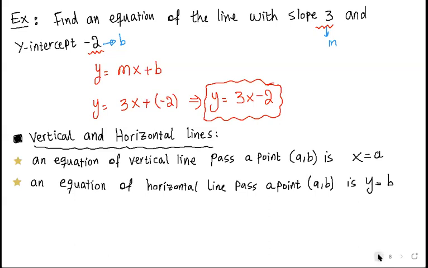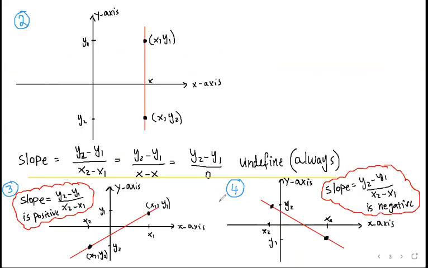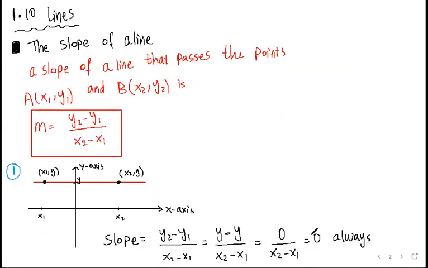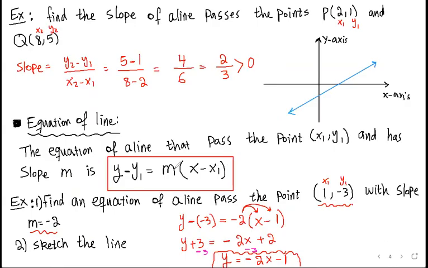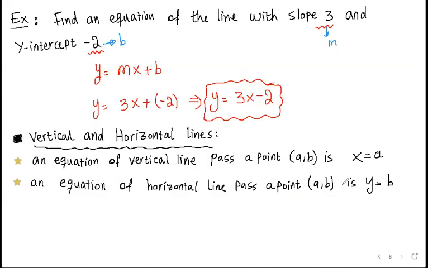Why? Because my horizontal line has a slope equal to 0. When you plug m equals 0 into this equation, I cancel everything on the right-hand side. I get y minus y1 equals 0. Add y1 to both sides, and I get y equals y1, the y-coordinate of the point.